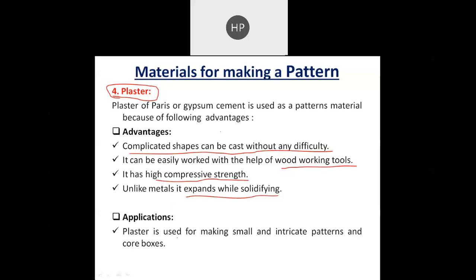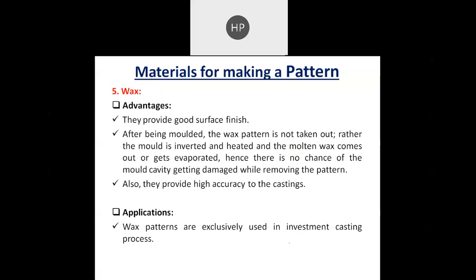Okay, and then plaster is used for making small and intricate patterns and core boxes. So when we have a small and intricate pattern, a very difficult shape which is to be generated, that intricate shape, which is hard to generate with any other metal or wood or plastic, can be easily generated by plaster. That's why plaster is used where we have small and intricate shapes of the pattern, and it is also used for making core boxes. And finally we have wax.